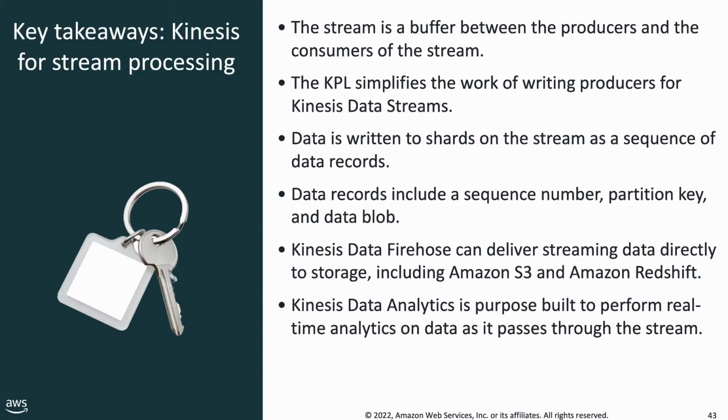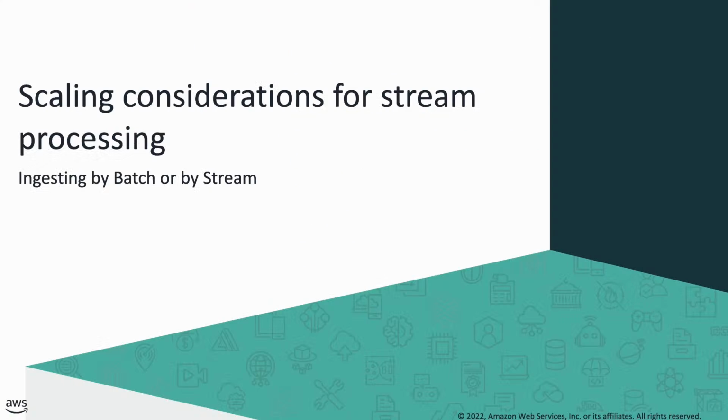So really, to summarize here, stream records are stored in shards, and they include a sequence number, partition key, and a data blob. The Kinesis Producer Library, or KPL, simplifies writing producers that put records on a Kinesis data stream, and the Kinesis Data Firehose is designed to deliver streaming data directly to storage. And Kinesis Data Analytics is a purpose-built system to perform analytics on streaming data for real-time analytics.